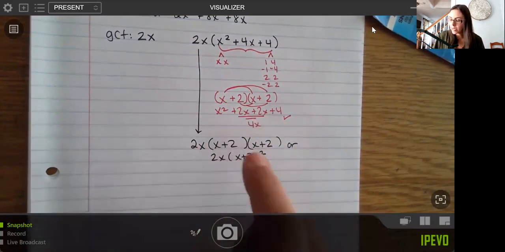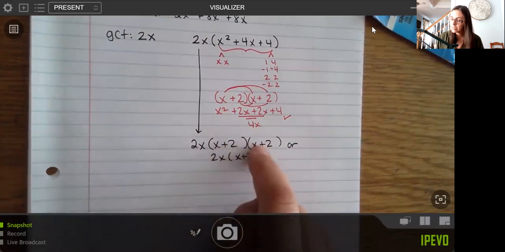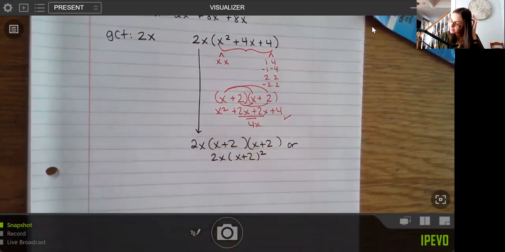And of course, you can double check. I don't see any more squares. If I look within my factors, I don't see a GCF there or anything like that. So we're good.